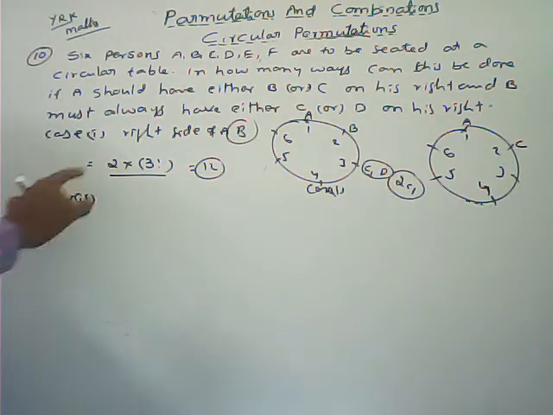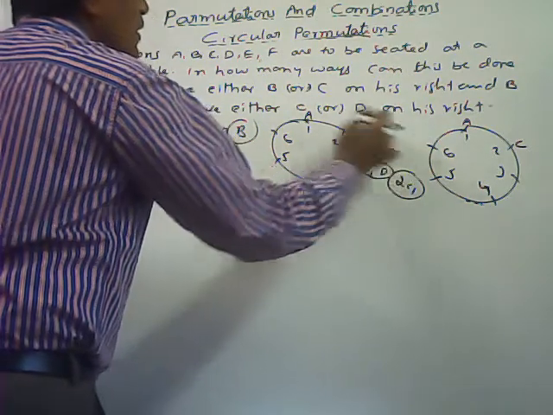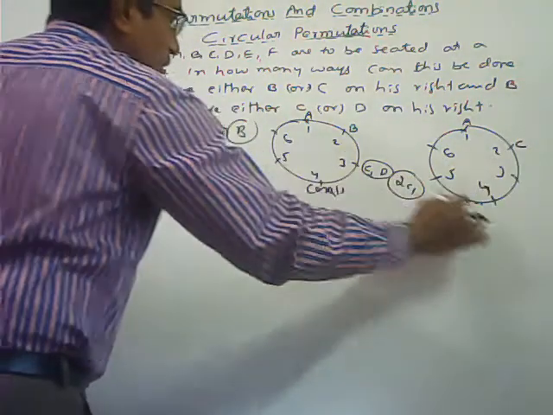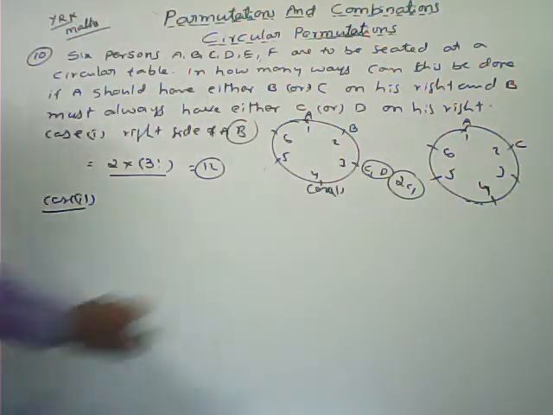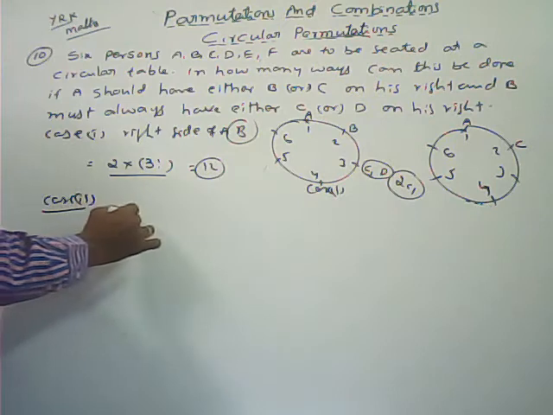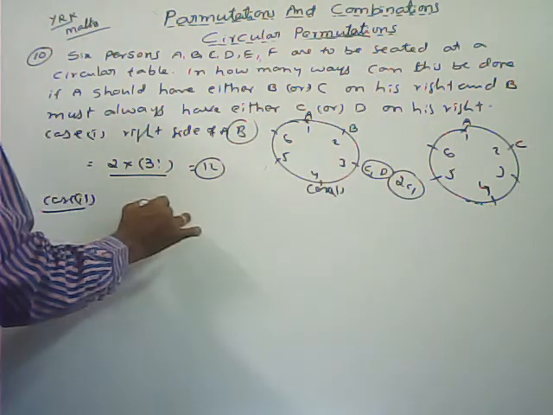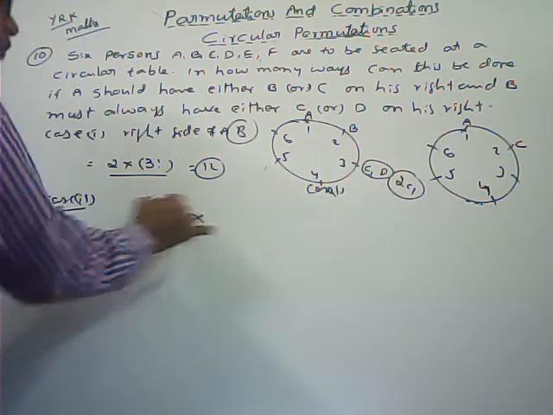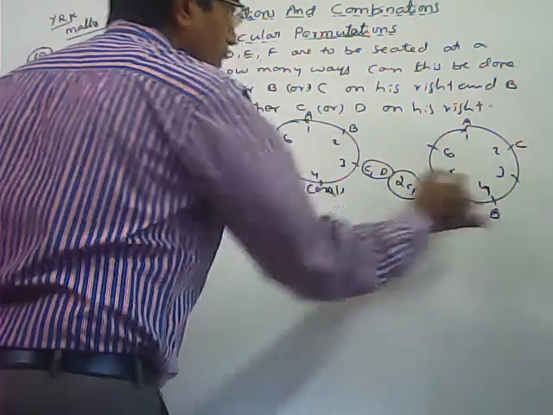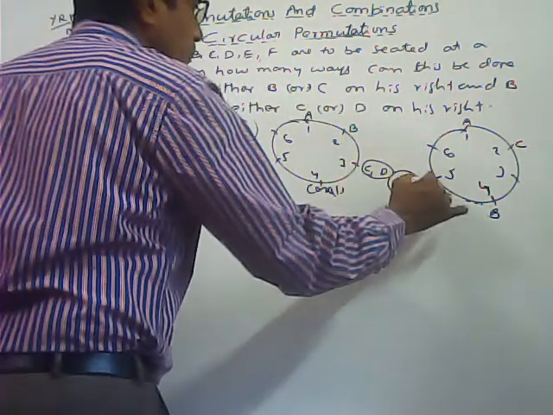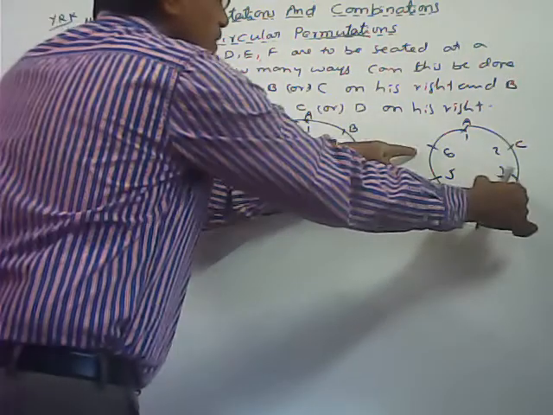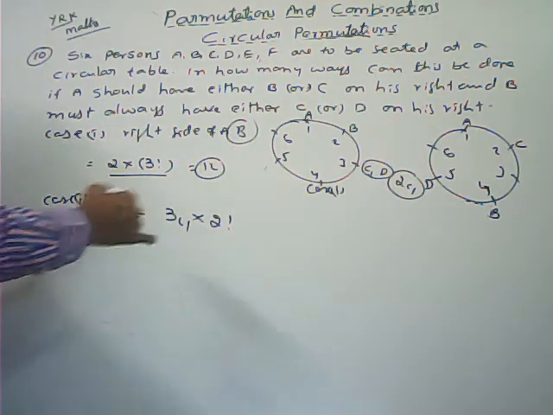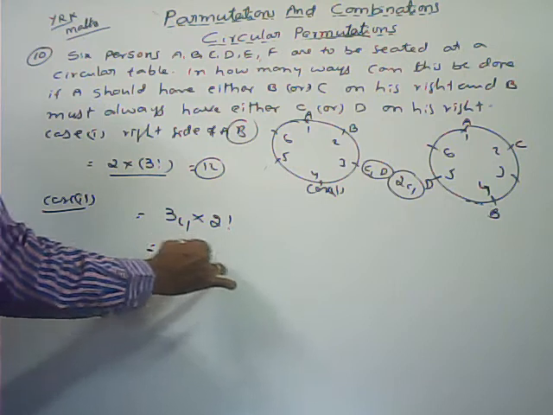Either 3 or 4 or 5. If I select the sixth one, right side C or D, how can they sit? Not possible. So B can sit in any one of these 3 seats only. The number of ways of selecting one seat out of the 3 is 3C1, which is nothing but 3. Now if I select here B, right side compulsorily either C or D, you can keep 1. And the remaining 2 persons can be seated in the remaining 2 seats in 2 factorial ways. So this is 3 into 2, that is equal to 6.